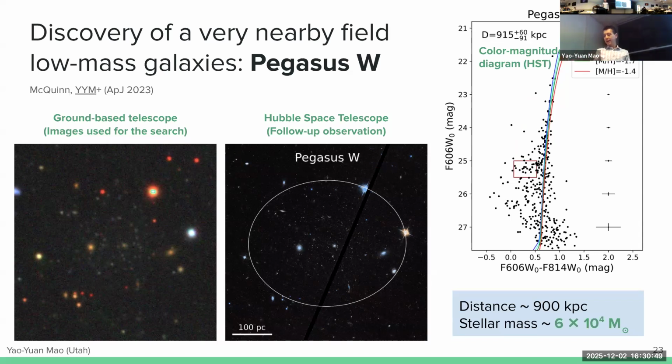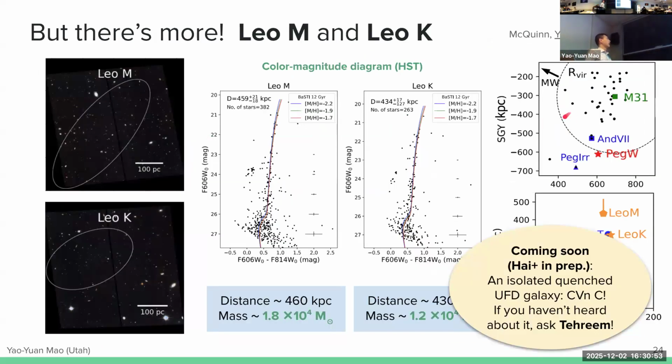And then we later found two other galaxies. Sorry, this should be an animation, but this is Leo M and Leo K. Both were found using the same method, stellar overdensity in DECam. And then you can see the red giant branch in space telescope data.